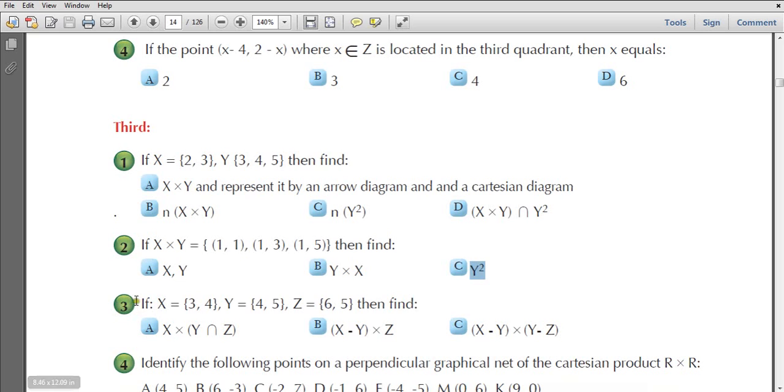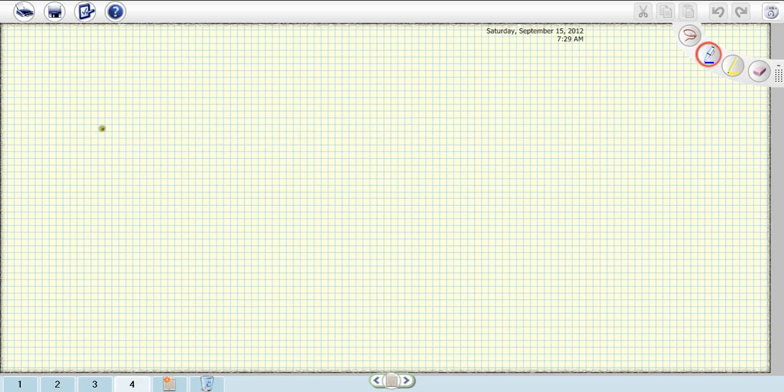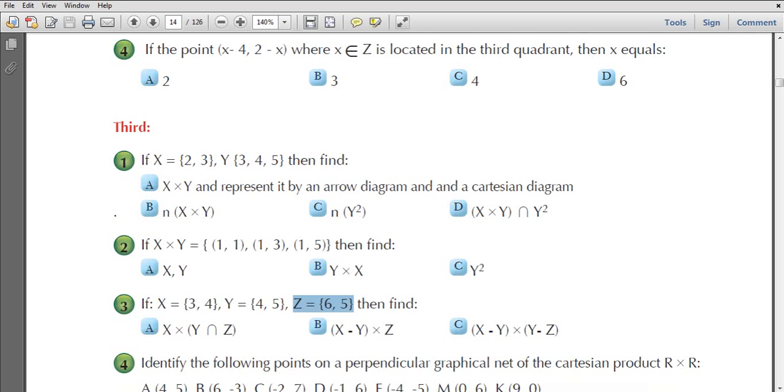Question number 3. If x equals blah and blah, y equals blah and blah, z equals blah and blah, then find the Cartesian product of x and y intersect z, the Cartesian product of x difference y and z, and the Cartesian product of x difference y and y difference z. Okay, let's have a new page to answer question number 3. I'm gonna write x here, which is 3 and 4, y, which is 4 and 5, and z, which is 6 and 5.